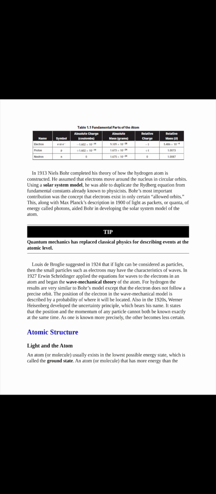In 1913, Niels Bohr completed his theory of how the hydrogen atom is constructed. He assumed that electrons move around the nucleus in circular orbits. Using a solar system model, he was able to duplicate the Rydberg equation from fundamental constants already known to physicists. Bohr's most important contribution was the concept that electrons exist in only certain allowed orbits. This, along with Max Planck's description in 1900 of light as packets, or quanta, of energy called photons, aided Bohr in developing the solar system model of the atom.